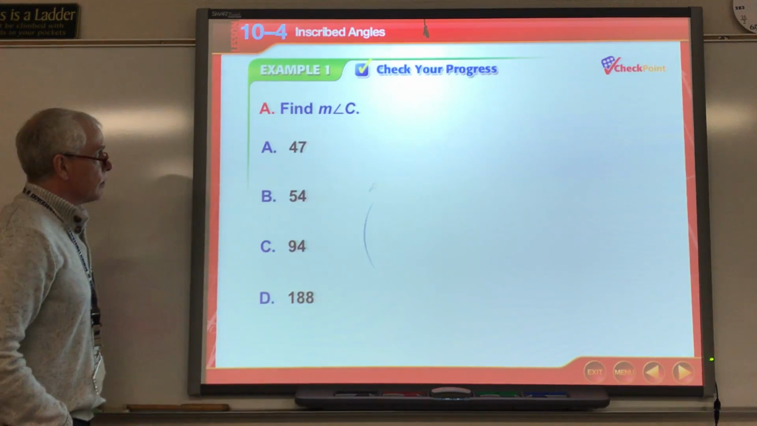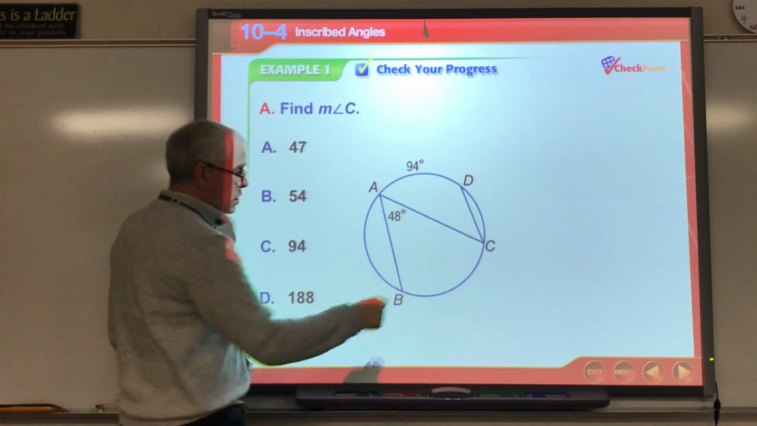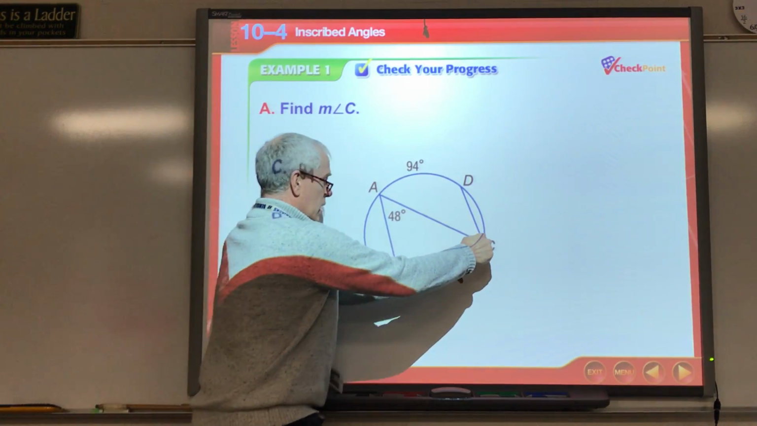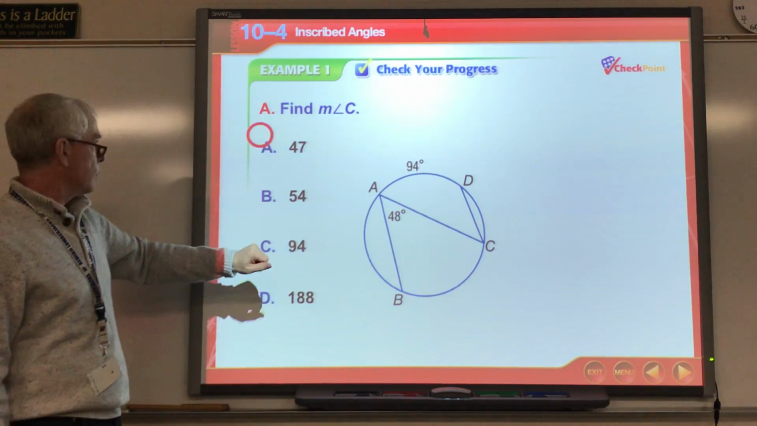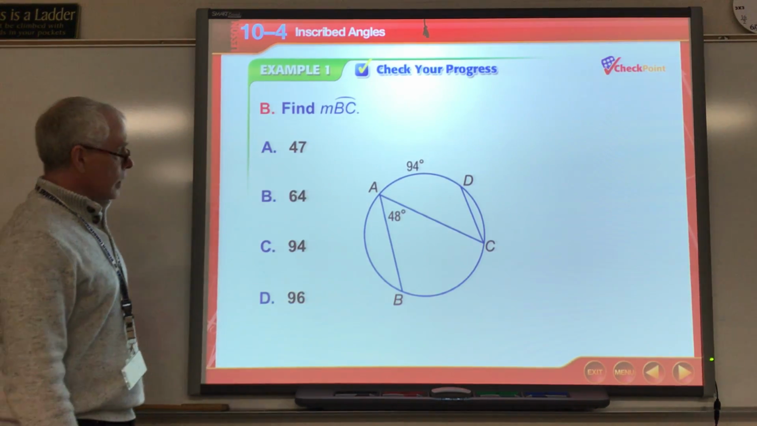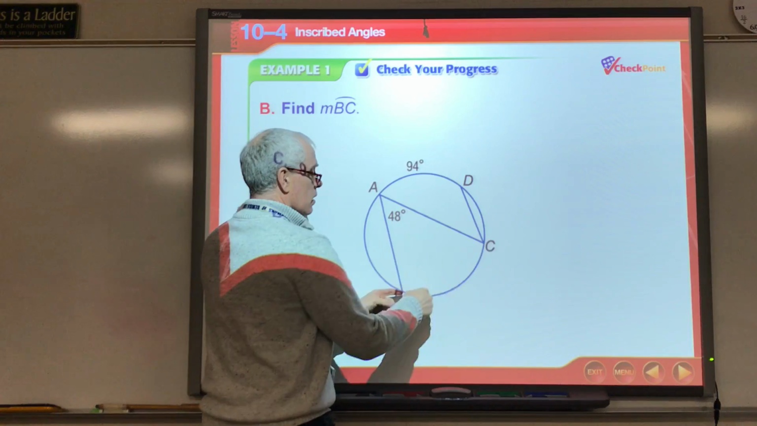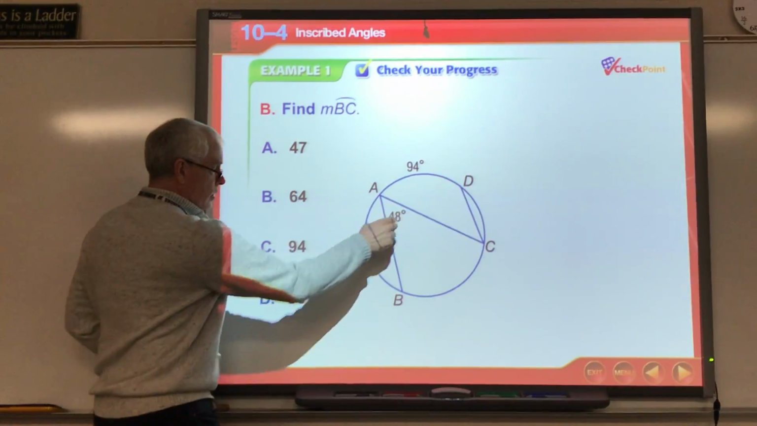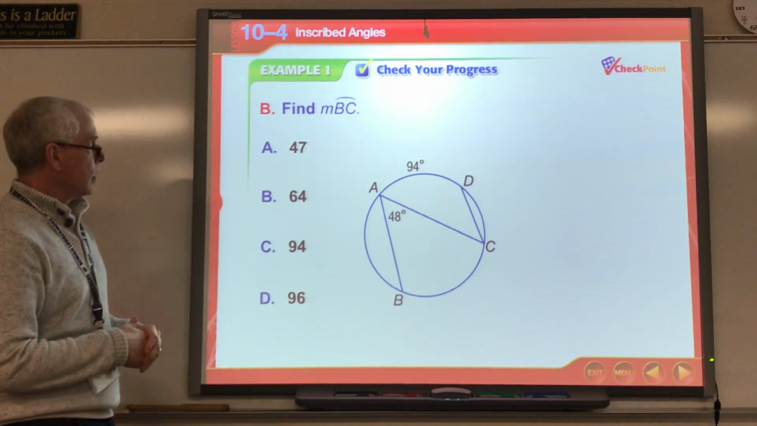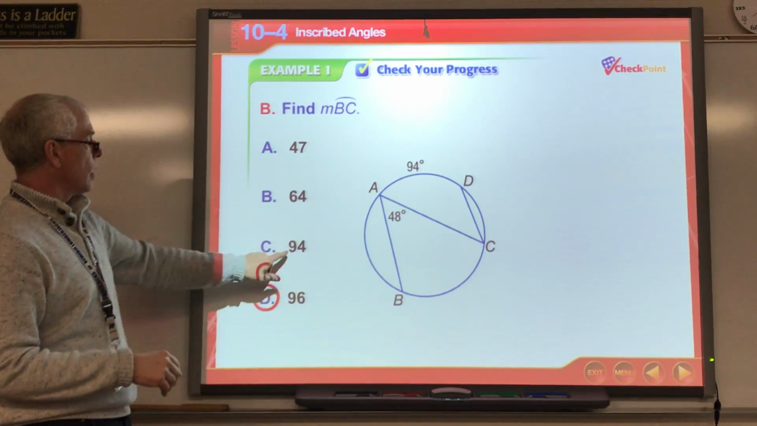Okay, so why don't you guys give it a shot? Measure of angle C is inscribed. It's going to be half of that 94. Should have gotten 47. If you did, good job. This one, we're looking for the intercepted arc, so that's going to be twice the inscribed angle. So if I double 48, I get 96. If you got 96, good job.